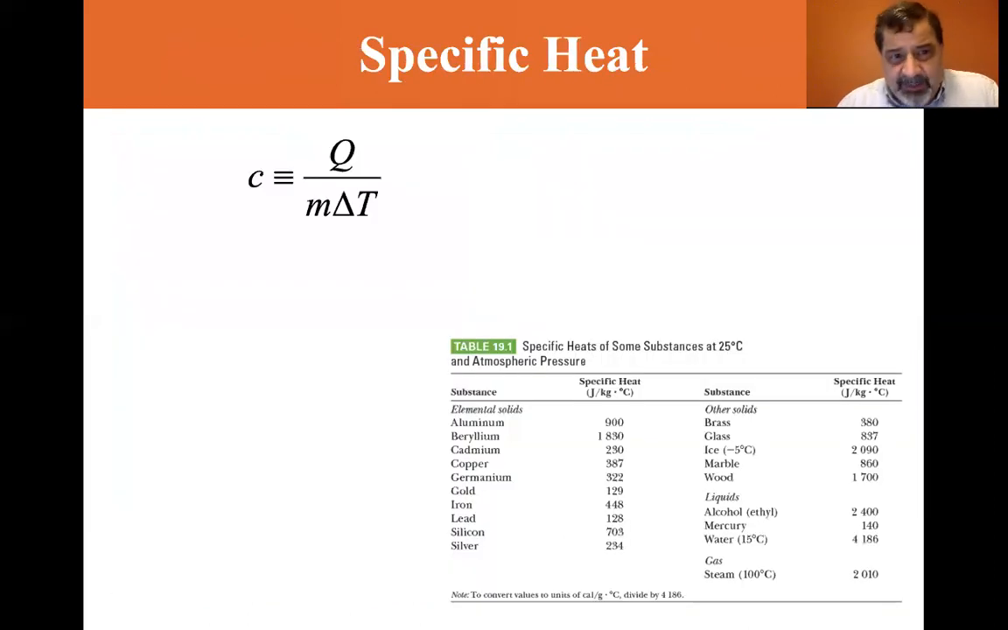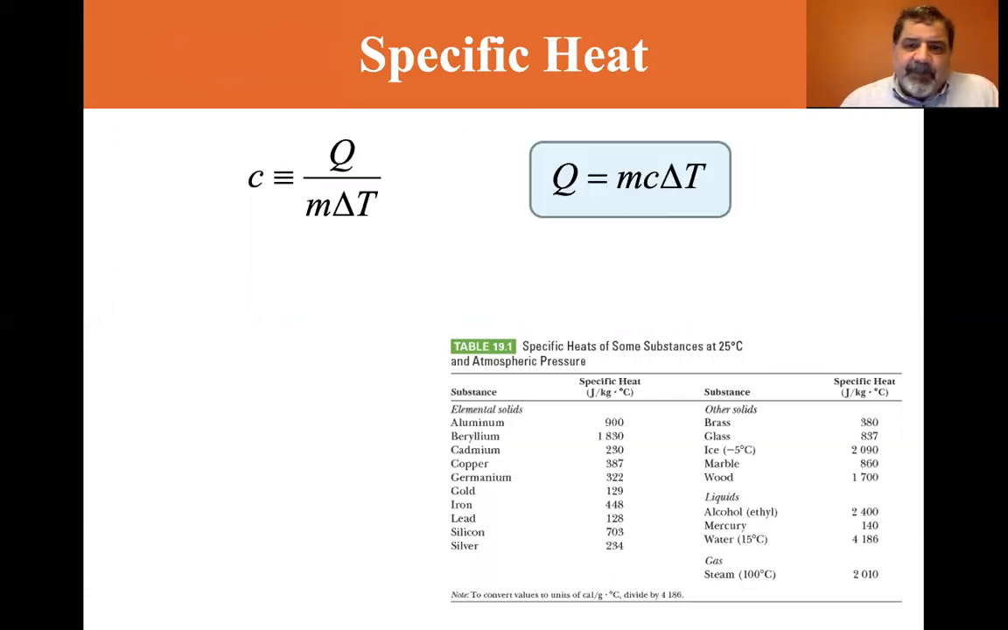Now, specific heat is the heat capacity per unit mass. So the specific heat is the amount of energy it takes to raise a particular mass by some temperature. So if we solve for Q, taking everything to the other side, Q equals the mass of the item times its specific heat times the delta T. That's the amount of energy that you put in.